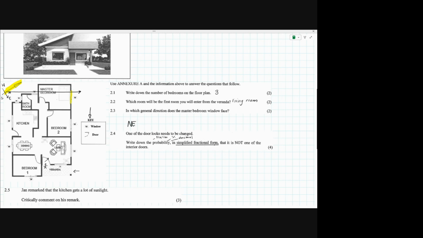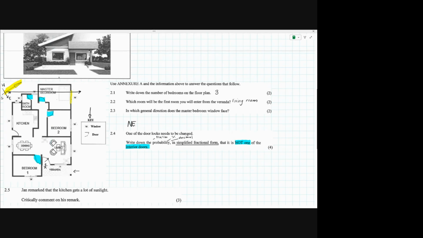And then we actually need to go and answer our probability question. Now, this is a little trickier because it says write down the probability in simplified fractional form that it is not one of the interior doors. So now we just need to be mindful of where the interior doors are versus where the exterior doors are. So let's start with the interior doors. I'm going to highlight those all in blue because I've already got the blue. So interior doors would be all the doors inside the house, specifically inside the house, not leading to the outside at any point. So there's 4 interior doors.